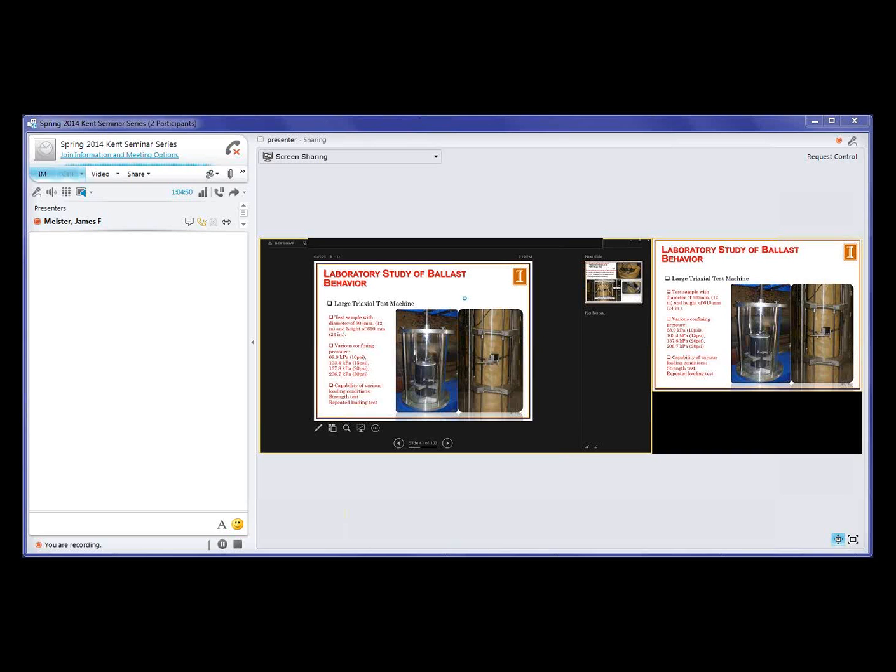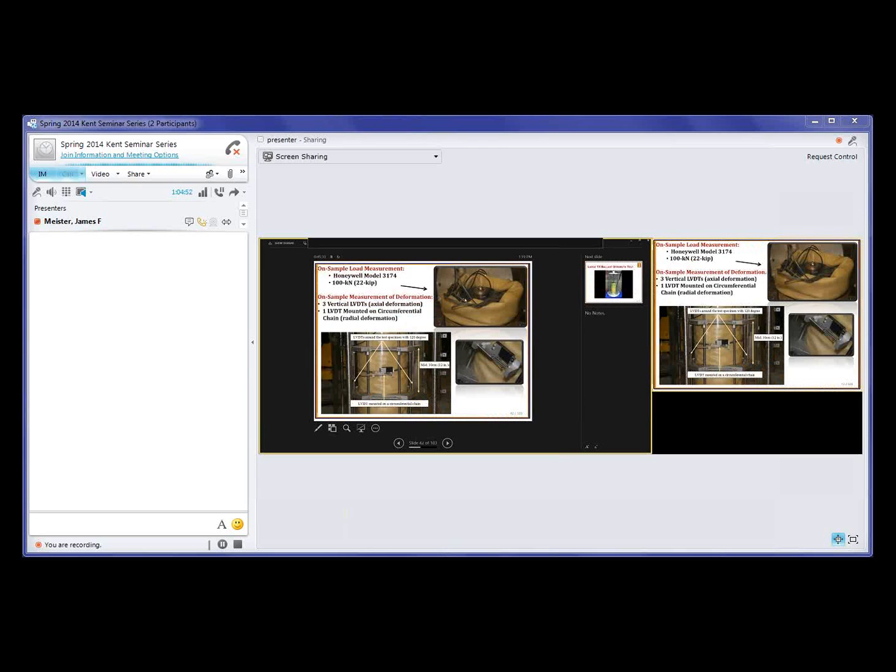This is another introduction about the test equipment. We have three LVDTs placed around the sample 120 degrees apart from each other. We also have a circumferential chain with an LVDT mounted at the center of the specimen to measure the circumferential strain.